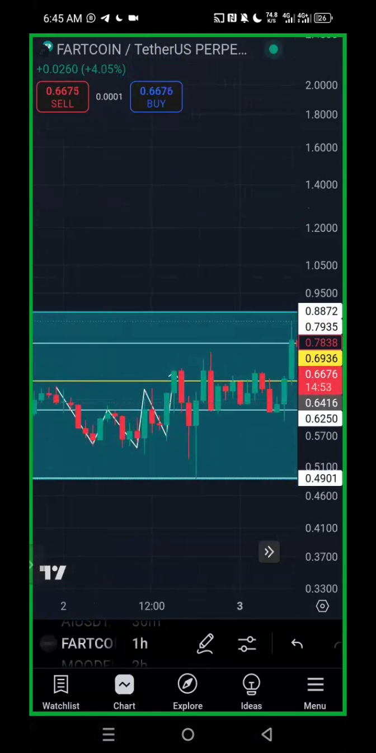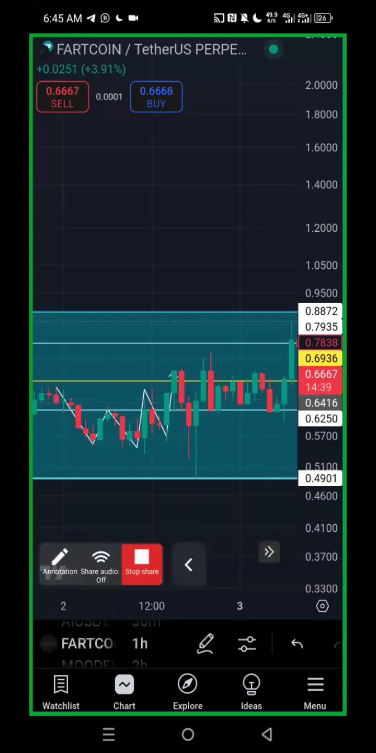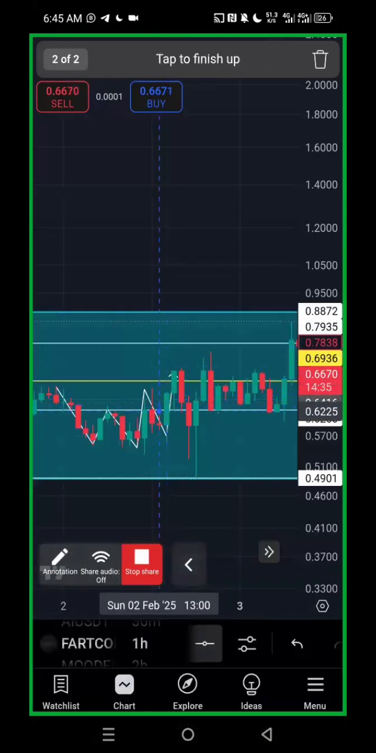So that means this is also a key support area. It's also a support area. Before you reach support 2, there is this other one here. All right? So you can as well just pick a horizontal line and then you put it there.